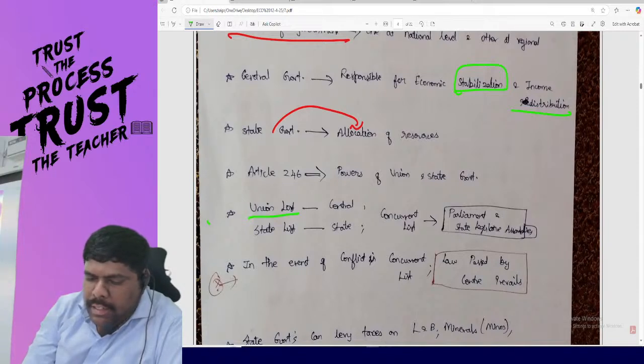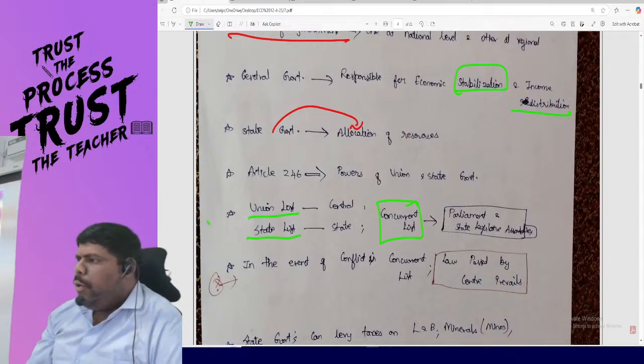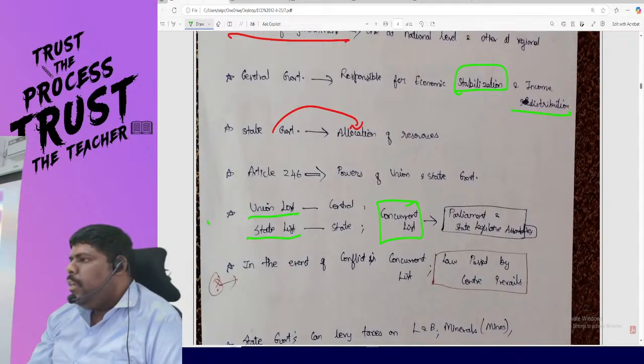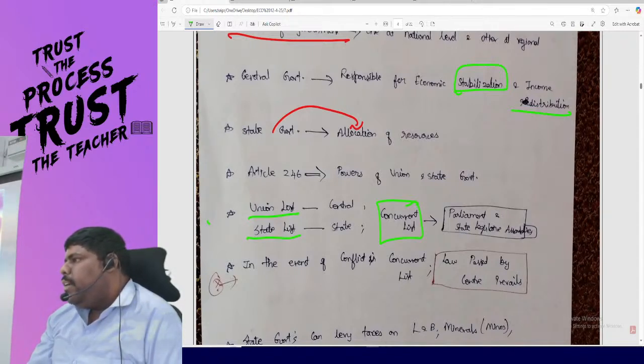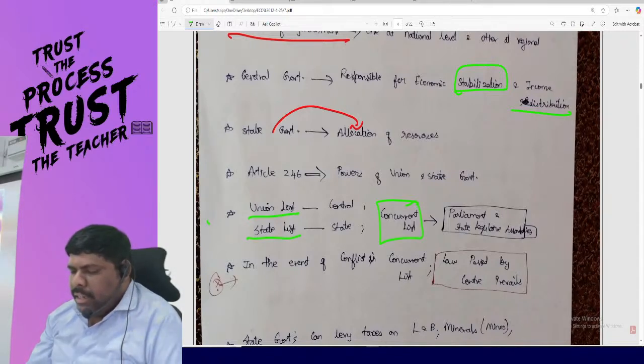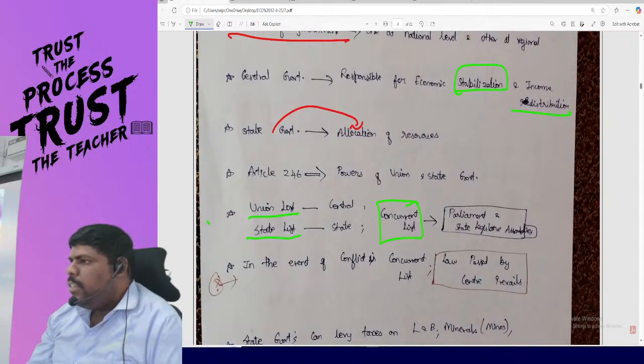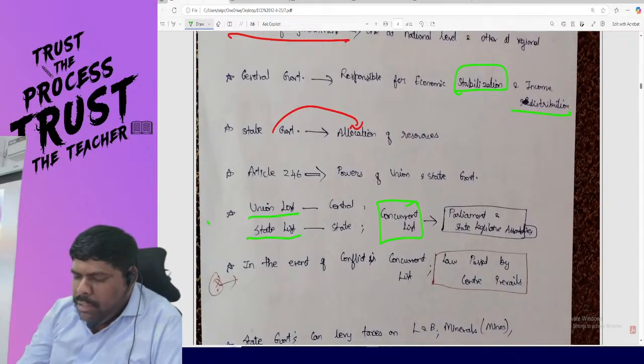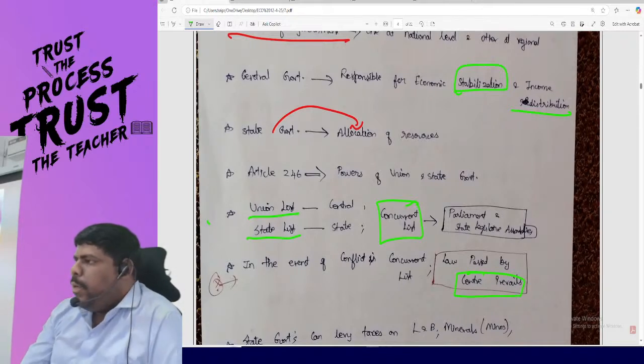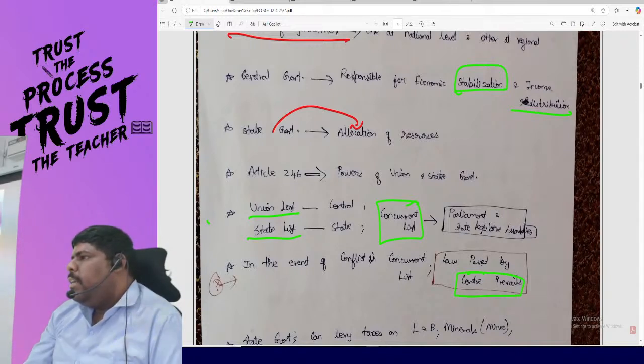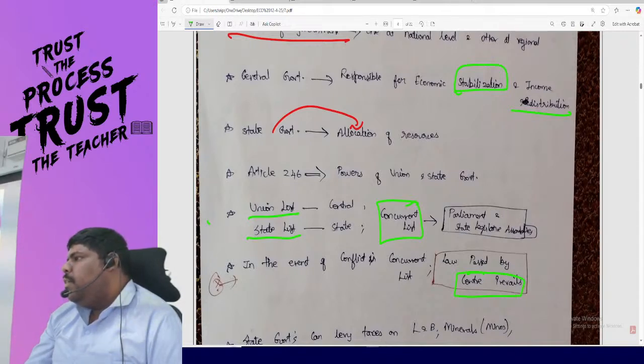See, there are 3 lists: union list, state list and concurrent list. The union list, everyone knows, belongs to the central government. The state list belongs to each and every state government. And the third list has a combined effect of Parliament and state legislative assemblies. In the event of any conflict in the concurrent list, who has the upper hand? The law passed by the center prevails. So it means the central government has the upper hand in transactions found under the concurrent list.